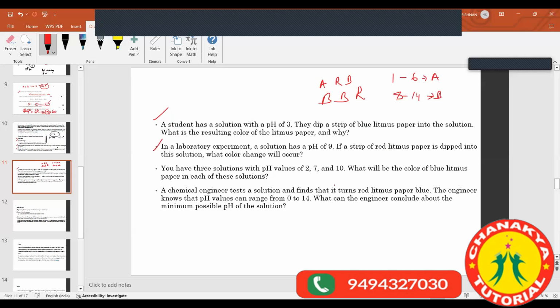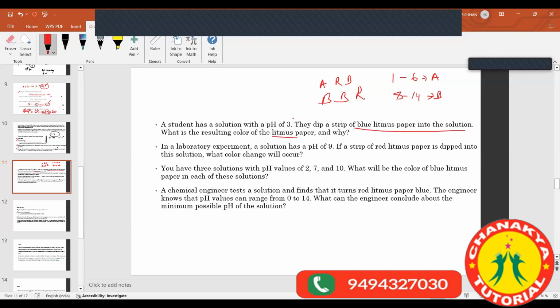Yeah, second one. The strip of red litmus paper turns into blue, ma'am, because it is a base. Somebody asked about the first one: ma'am, you said red to blue, but they dip blue and it'll become red, right? They dip a strip of blue litmus paper into the solution. So into the solution they're dipping the blue litmus. What is the resultant color of the litmus paper?